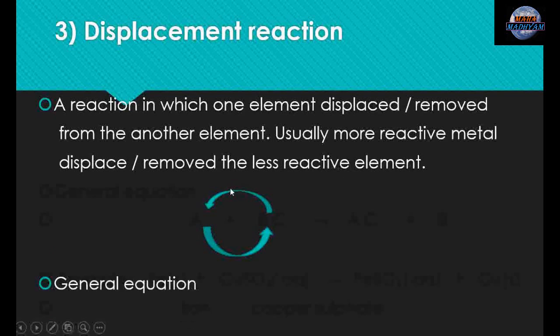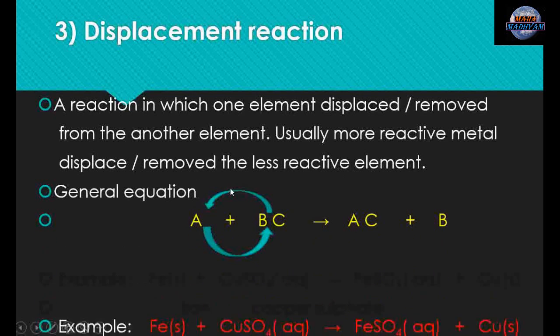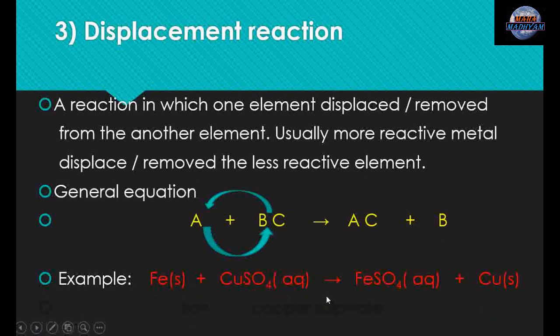For example, iron reacts with copper sulfate to form iron sulfate and copper. Here iron, being a more reactive metal, displaces the copper from copper sulfate solution. Can you do the reverse reaction? No, we cannot do, because copper, being less reactive, cannot displace the iron from iron sulfate solution.